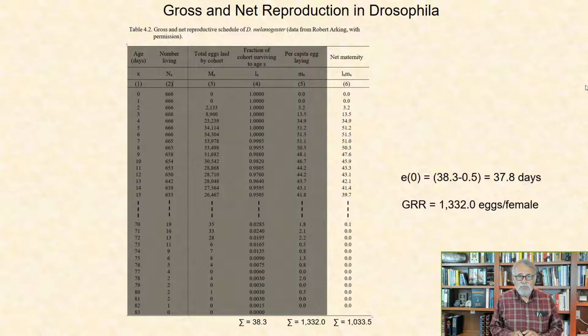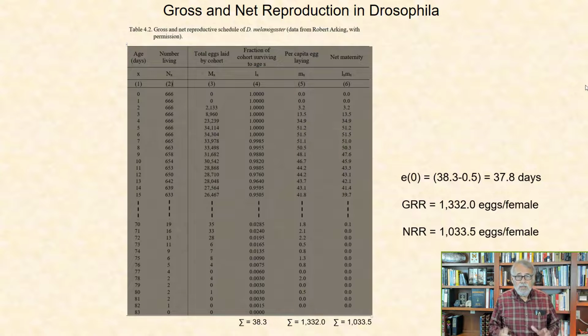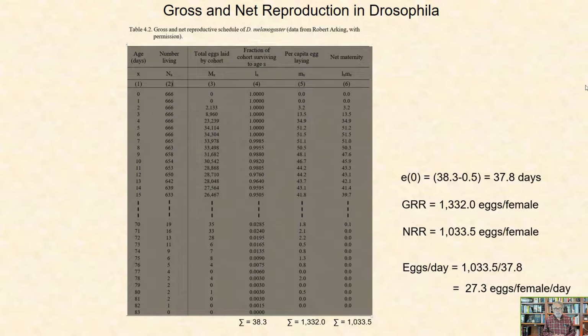1,033.5 eggs per female. A final computation is determination of the number of eggs per day per female. This equals the net reproductive rate divided by the expectation of life, which yields a value of 27.3 eggs per female per day.